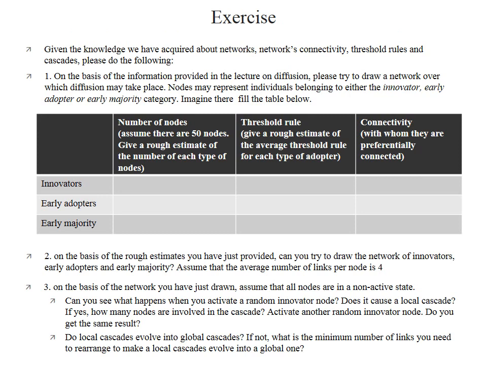Finally, I would like you to try, as homework, to apply the knowledge we have gained in diffusion and in cascades and in networks in order to see what happens if you draw yourself a network. Draw yourself a network of 3 types of nodes. The nodes are the innovators, early adopters, and early majority. Imagine that you have 50 nodes. The first question is what is the percentage of early adopters, what is the percentage of early majority and innovators you can draw.